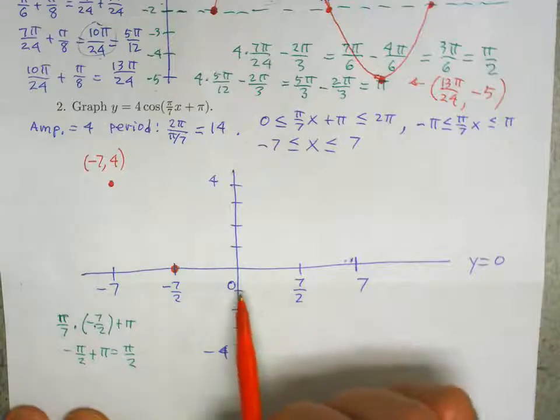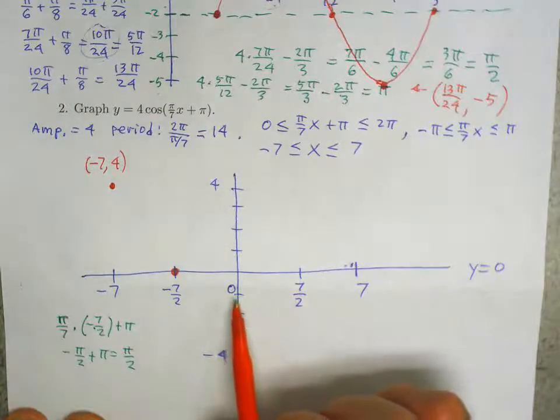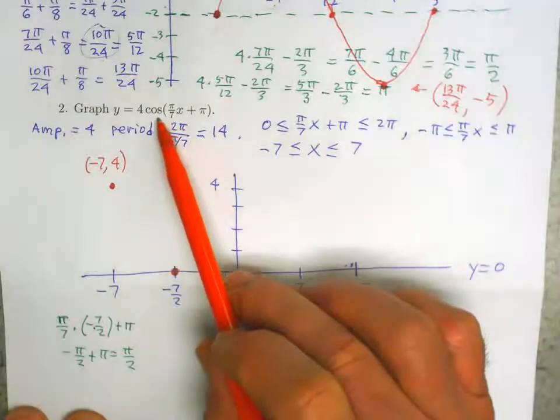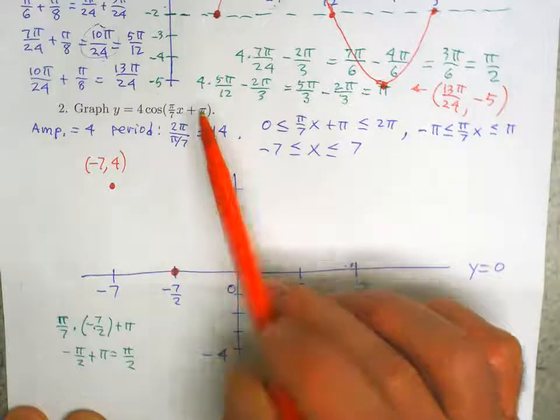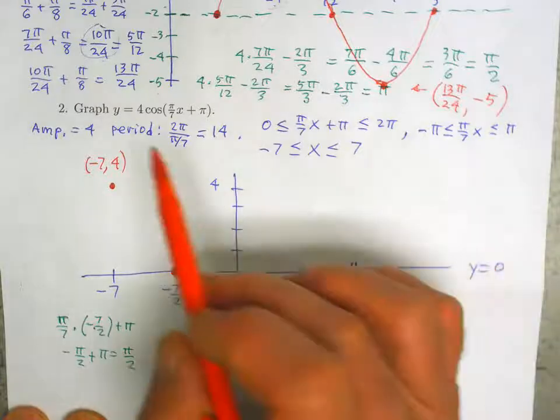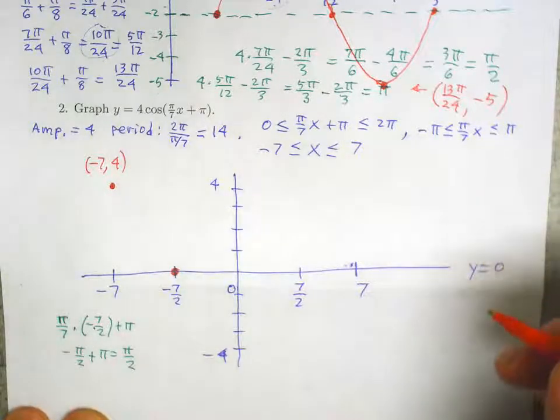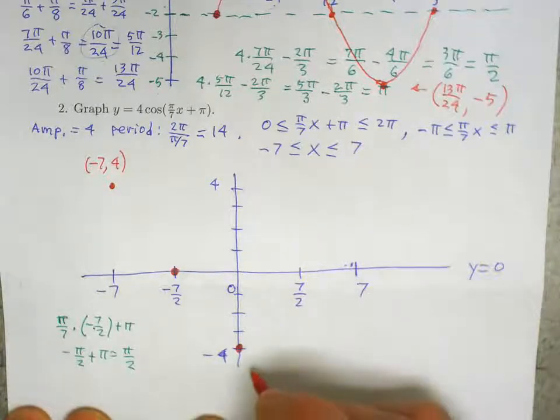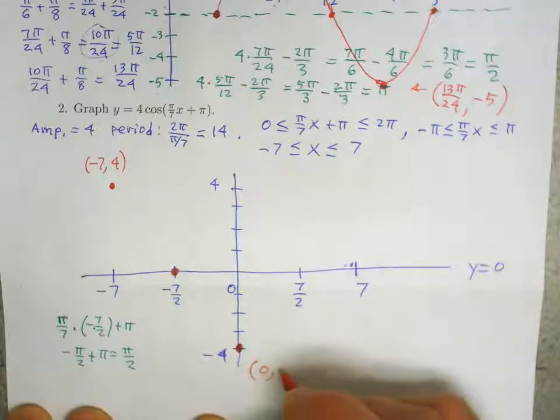Hey, we can do the next one without writing anything down. When x is 0, we have cosine of pi. Cosine of pi is negative 1. 4 times negative 1 is negative 4. So this is a point on the graph. We want to label it because it's the minimum. So 0, negative 4.